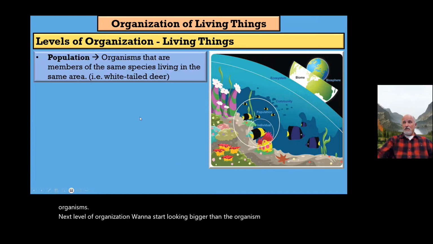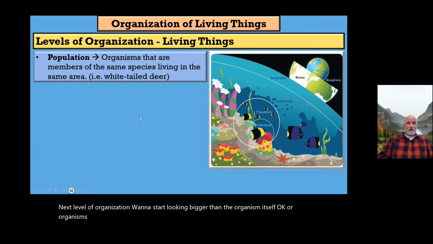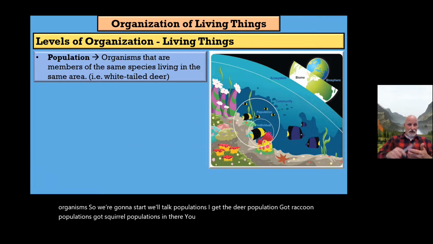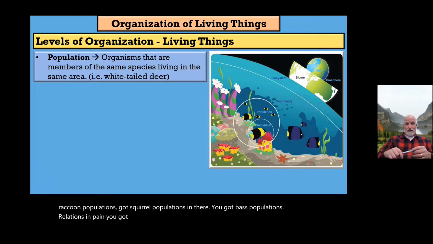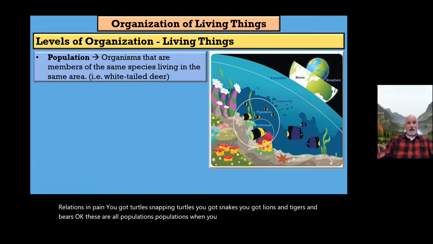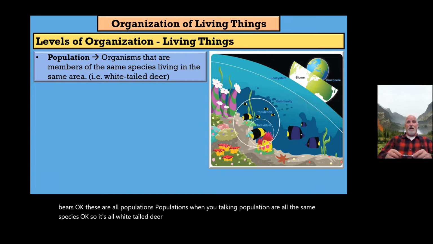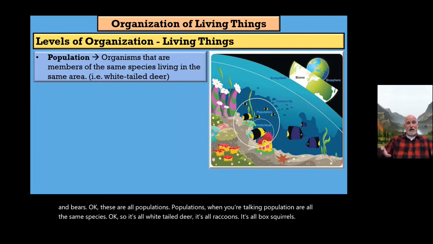Okay. Next level of organization, we want to start looking bigger than the organism itself, or organisms. So we'll talk populations. Like you've got the deer population, raccoon populations, squirrel populations, bass populations in the pond, bluegill populations in the pond, turtles, snapping turtles, snakes, lions and tigers and bears. Okay, these are all populations. When you talk about a population, they're all the same species. So it's all white-tailed deer, it's all raccoons, it's all box squirrels, and so forth. So that's one level.